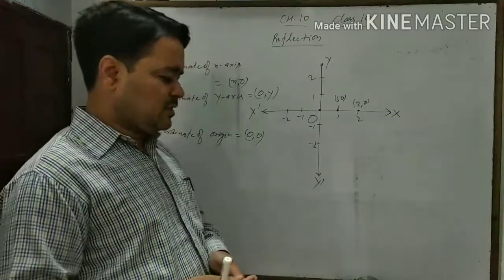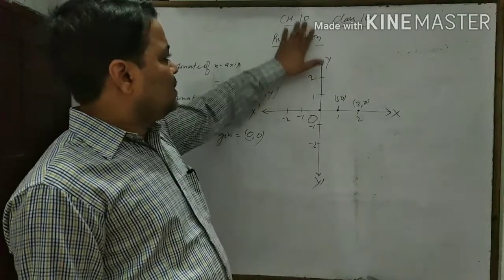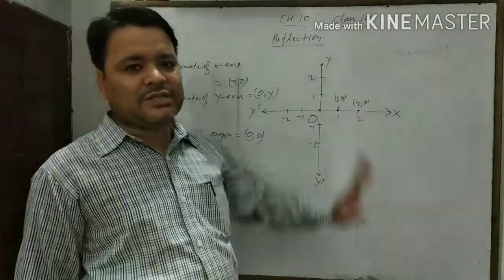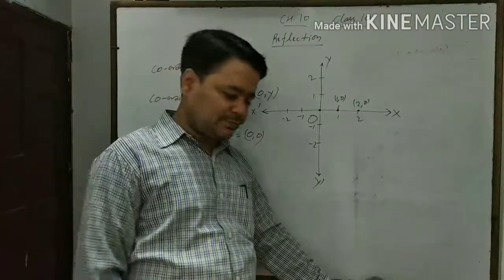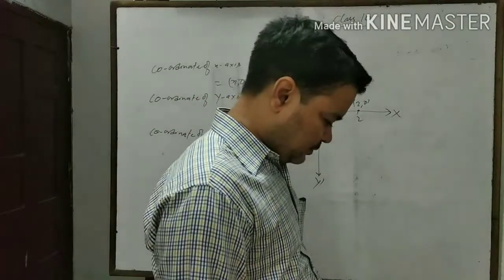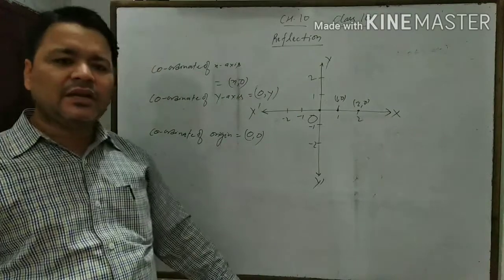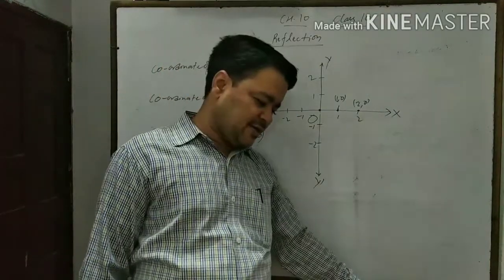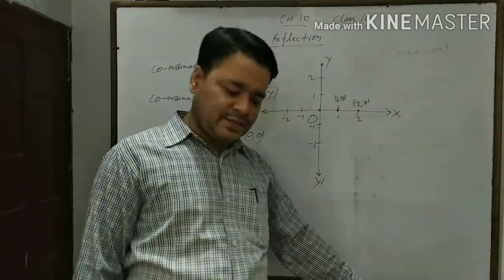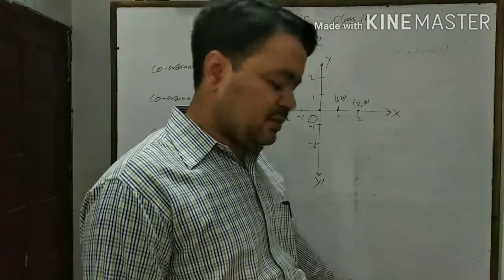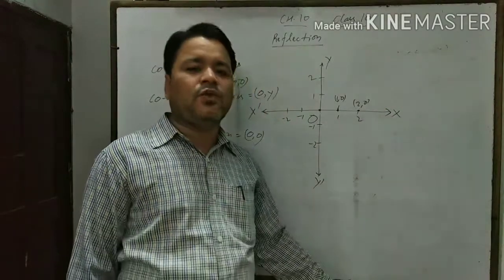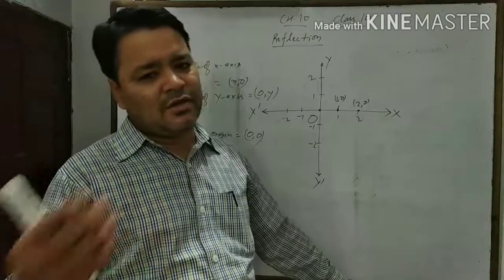And here coordinate geometry starts from chapter 10, that is reflection. Okay. Now, reflection of a point in a line and invariant point, reflection of a point in the x-axis, reflection of a point in the y-axis, we will discuss in our next video.